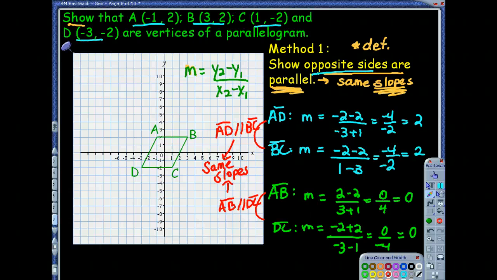When you do this on a quiz or test, we're probably just going to say, show that this is a parallelogram. So you would have to choose the method you're comfortable with. Often what I see people do is they'll only do 2 slopes. You're going to have 4 different slopes you have to find. So keep that in mind. What's method 2 going to look like?